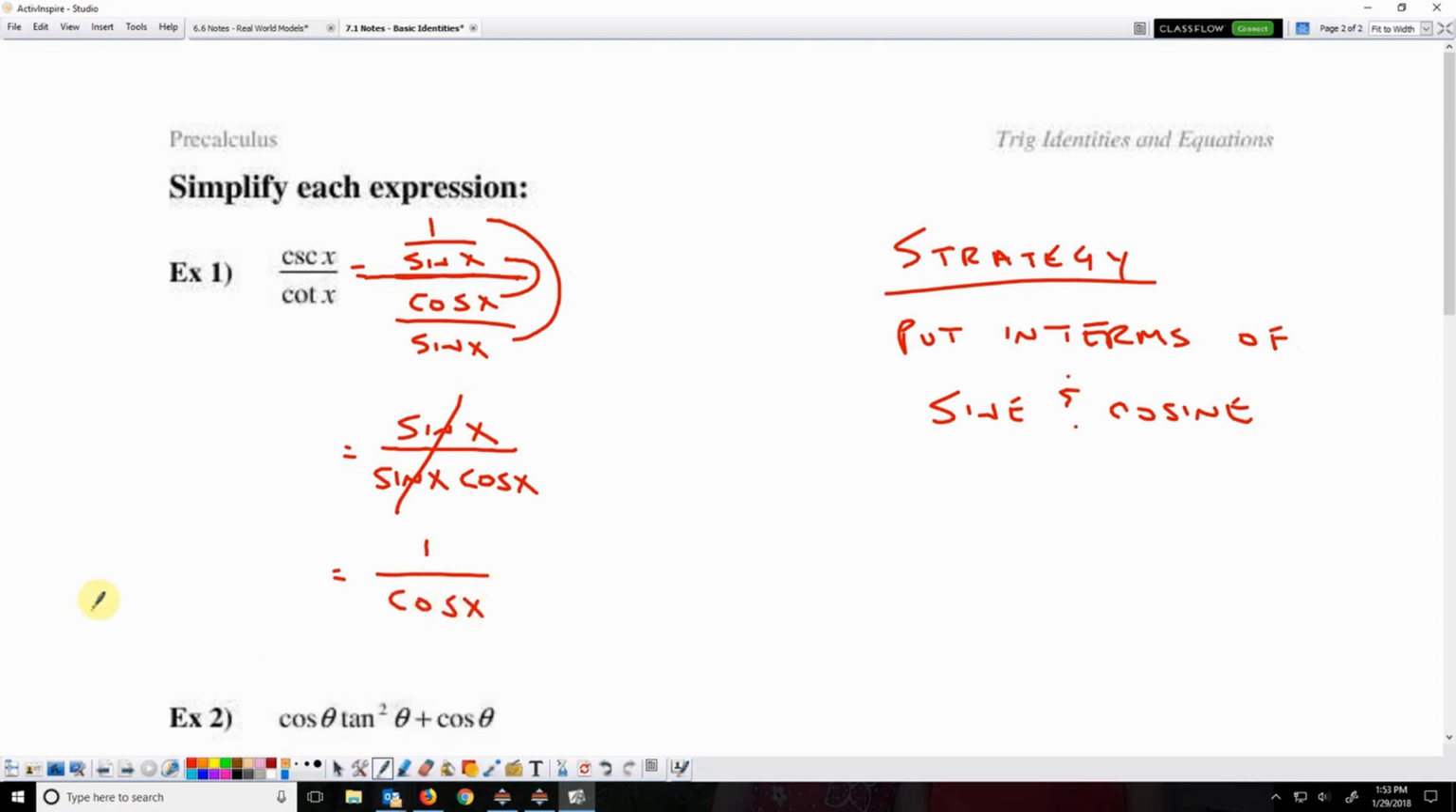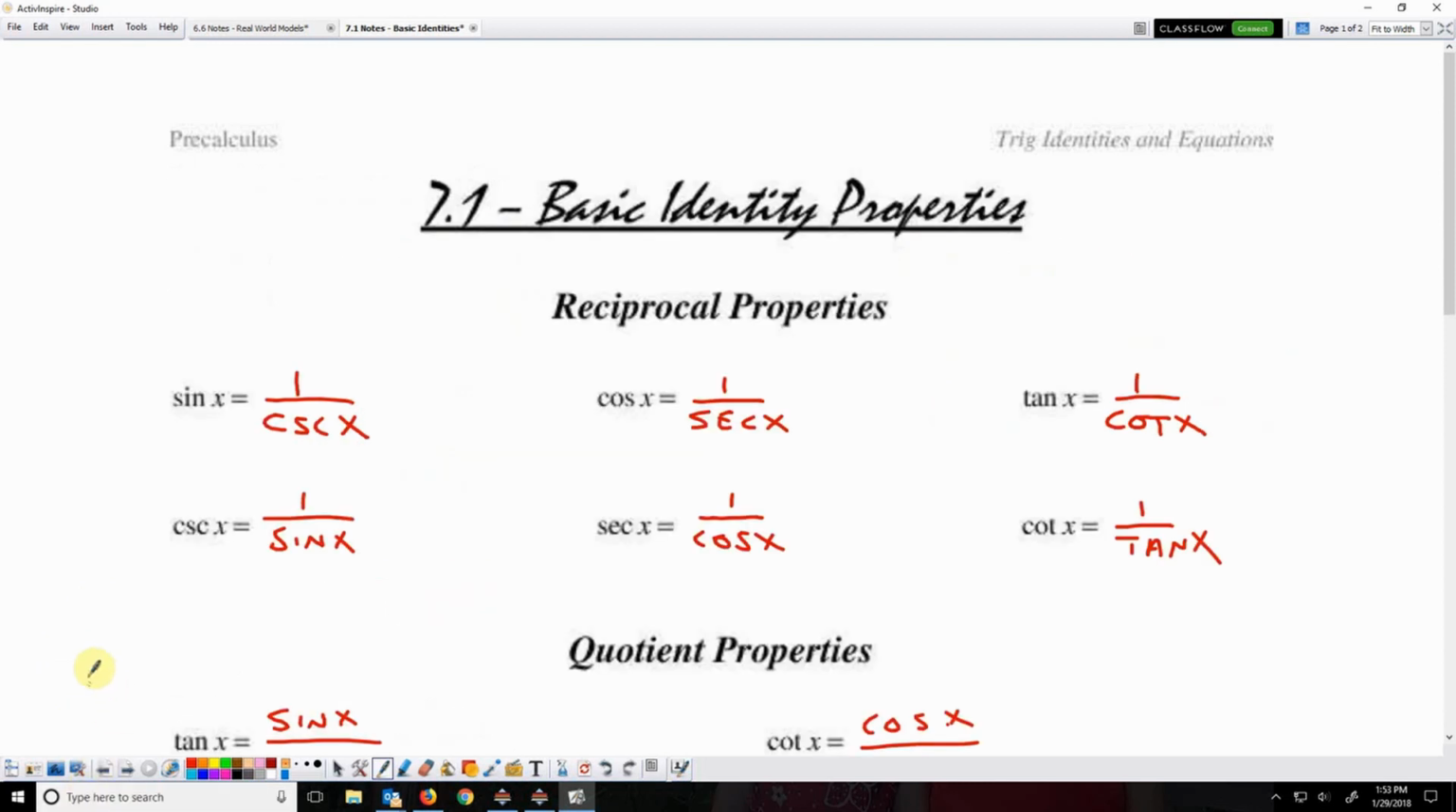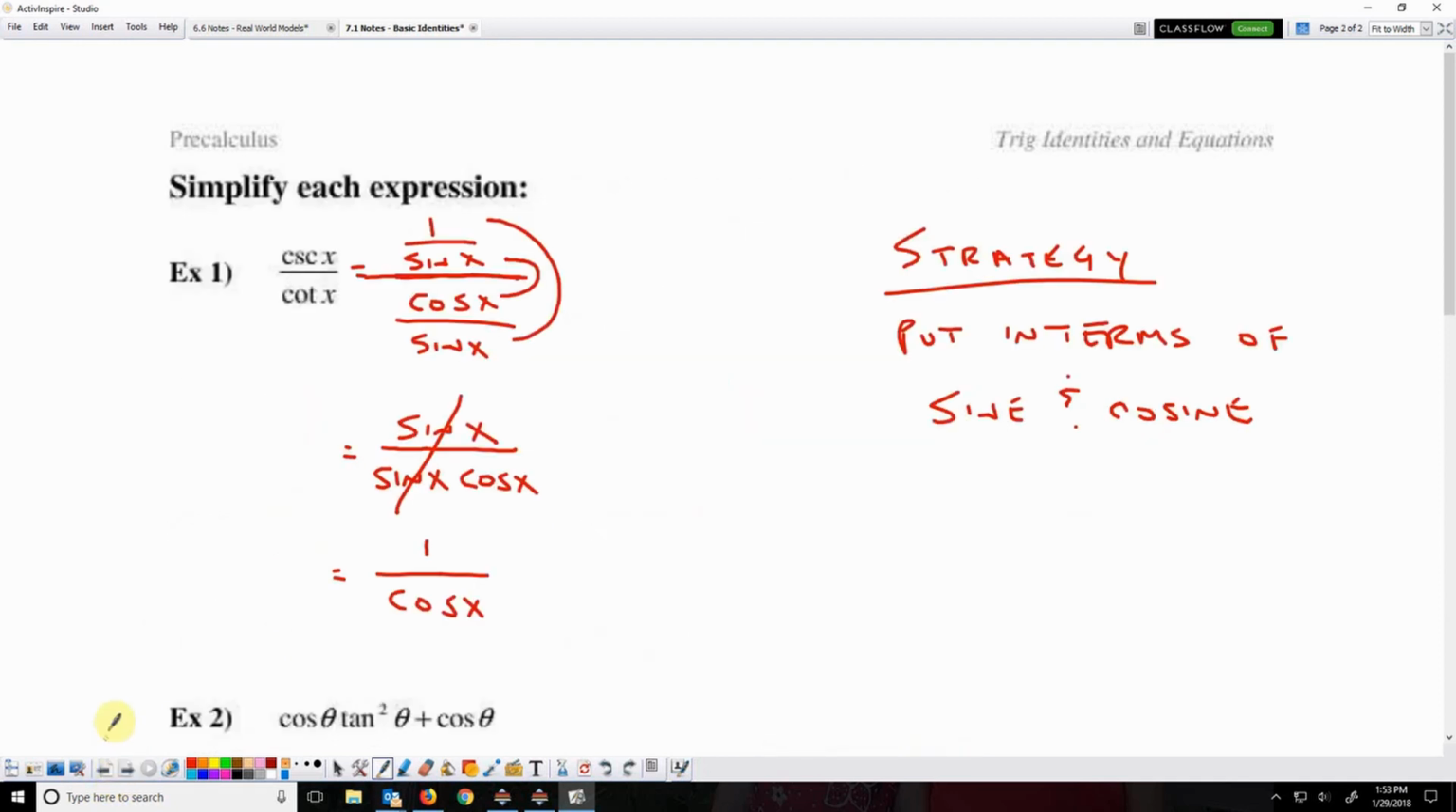And I've got one more move that can simplify that for me. 1 over cosine is secant. So that 1 over cosine x, I'm going to simplify to secant x. And that is the simplest form that I'm going to be able to get.